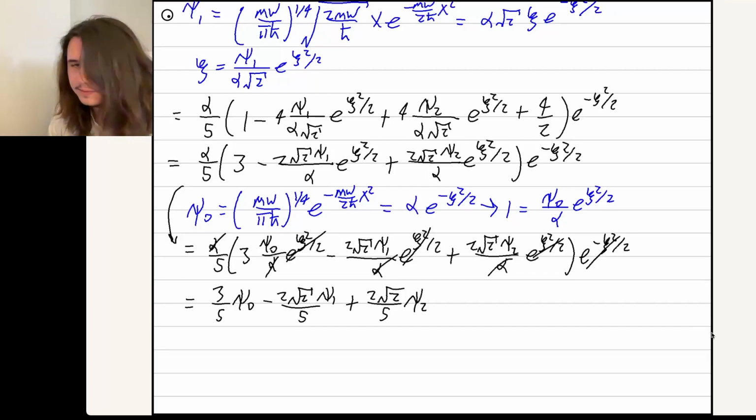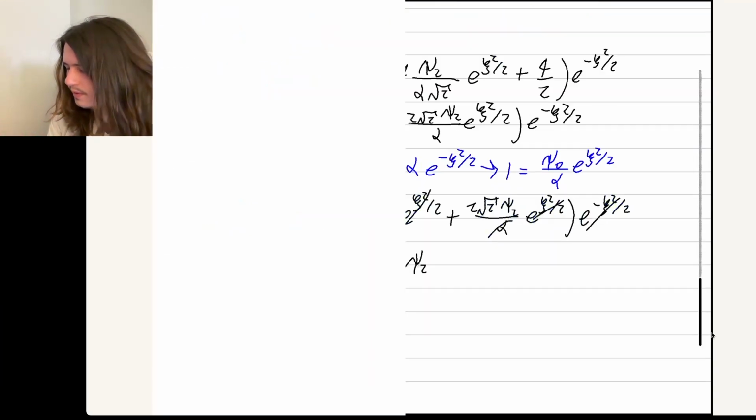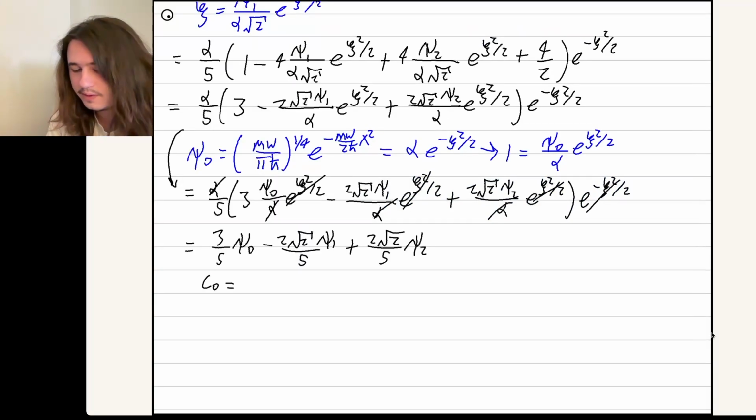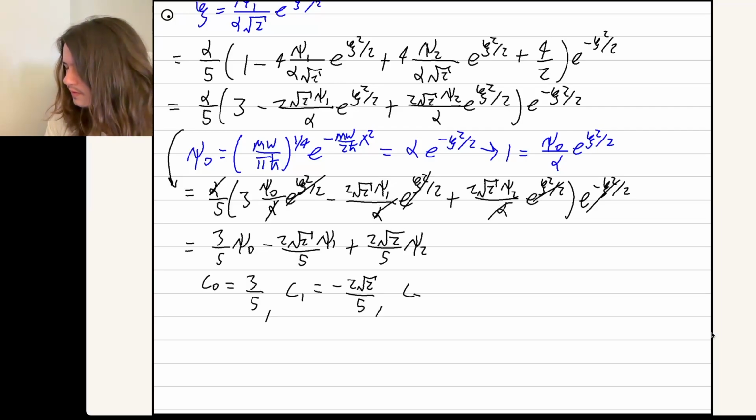And so, mission accomplished, we've written it as the stationary states, which means we have a few constants defined now. So c_0 for this is 3/5. c_1 is minus 2 root 2 over 5. c_2 is 2 root 2 over 5 as well.